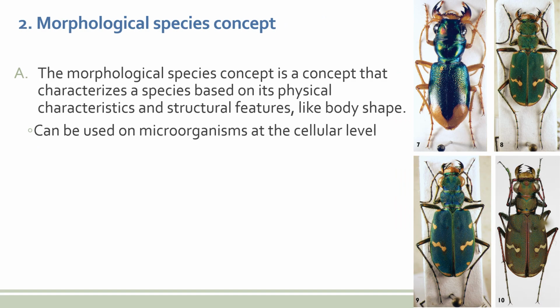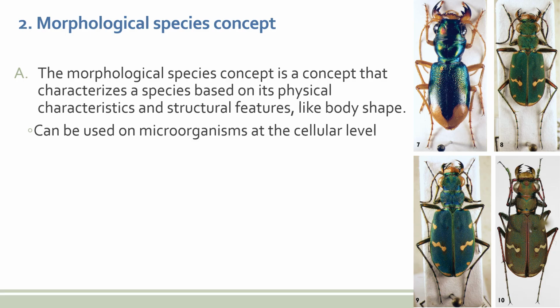Our second species concept, another relatively common one, is the morphological species concept. Morphology means physical characteristics. So the morphological species concept is based on physical characteristics, physical structure of an organism. This could be anything that you can measure or observe about them: body shape, size, color, pattern, whatever you want to define it as, but you should have a reason to think that the physical characteristics make them different.